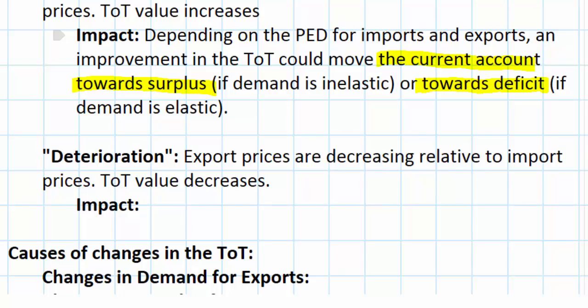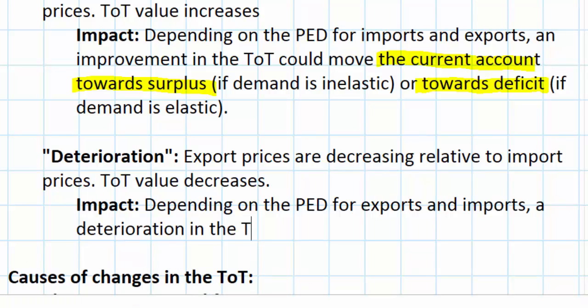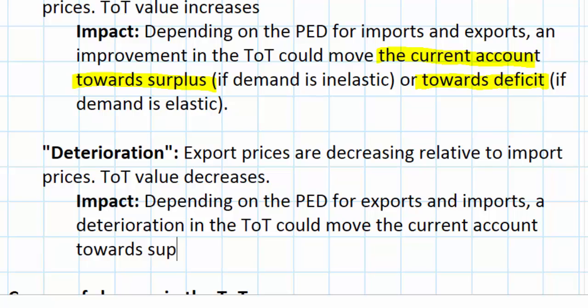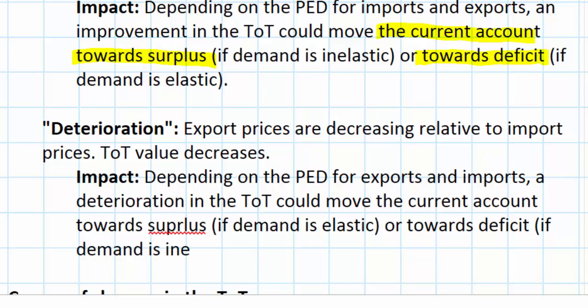Now again, we must consider price elasticity of demand here. So depending on the PED for exports and imports, a deterioration in the terms of trade could move the current account, in other words, net exports, towards surplus, in this case, if demand is elastic, or towards deficit if demand is inelastic.